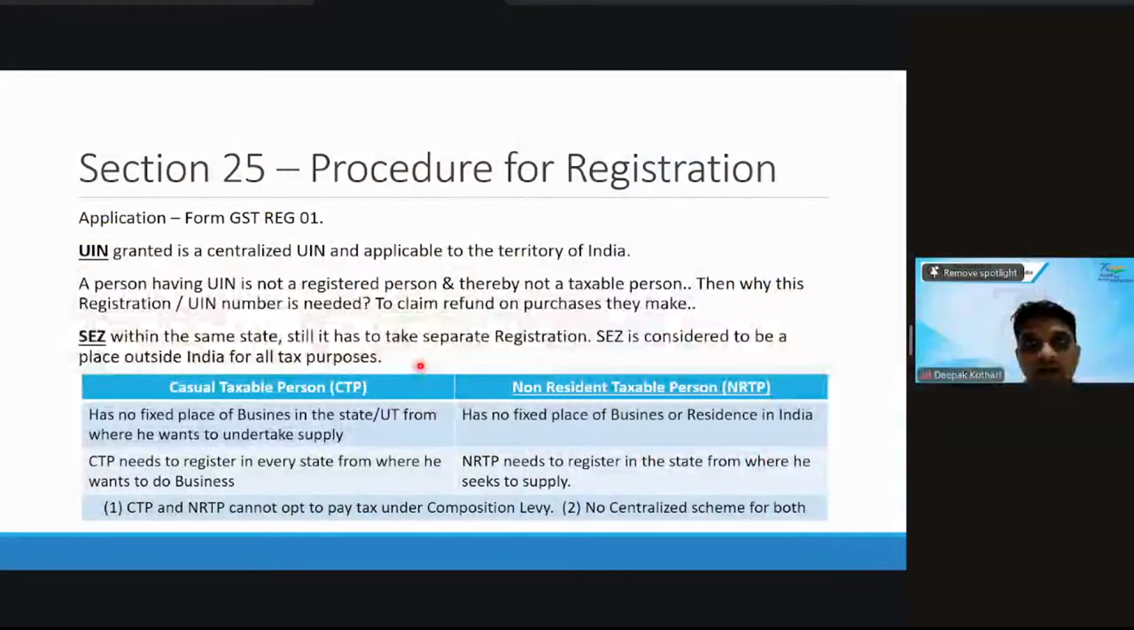And registration not required scenarios. Now we'll move to the procedural aspect, that is Section 25. What is the procedure for registration? First is, once you have to register, you have to apply for registration in a registration application form. The application is called Form REG-01. That is the online form. It is an online form where you can submit the details.